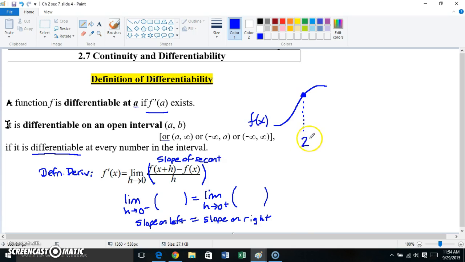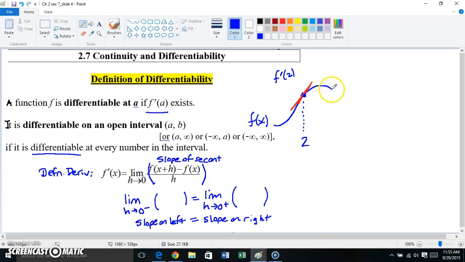I'll call this 2. So f prime of 2 does exist, because if you took a point just on the left and created the slope, and a point just on the right, those slopes are approaching the slope of the tangent line. So the slope on the left and the slope on the right are the same.